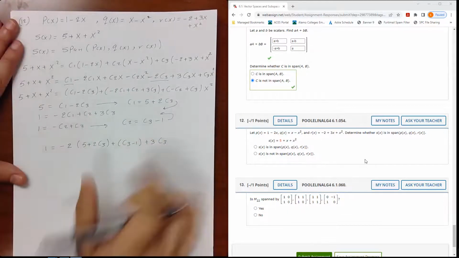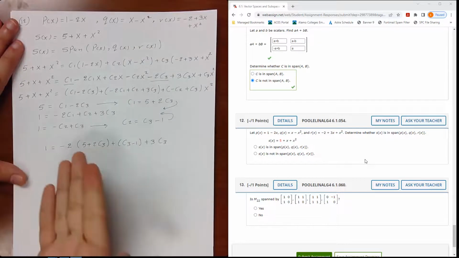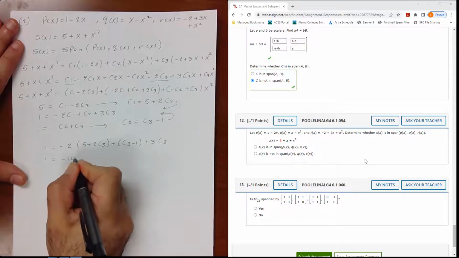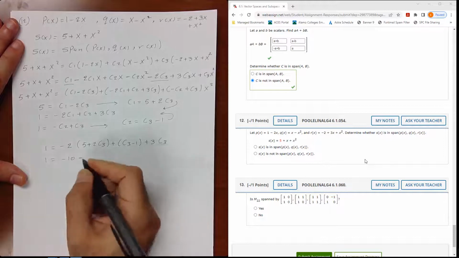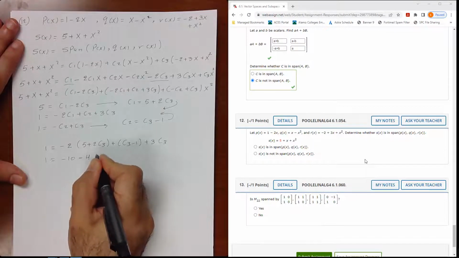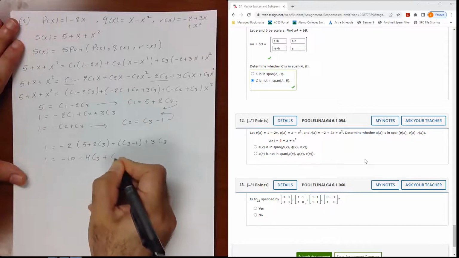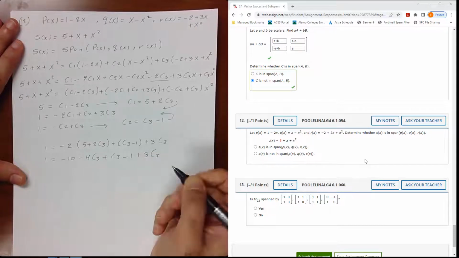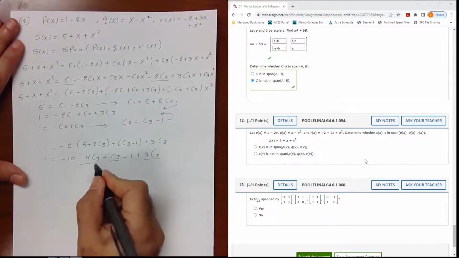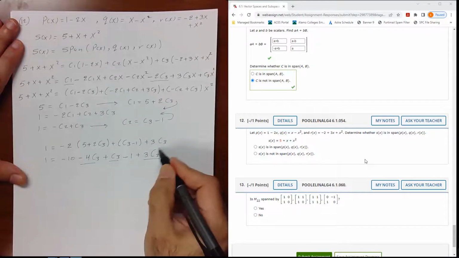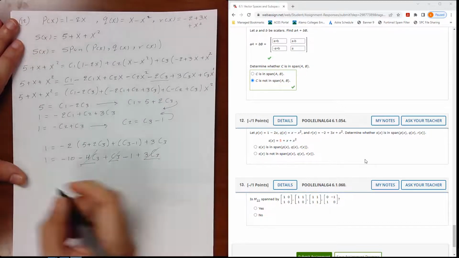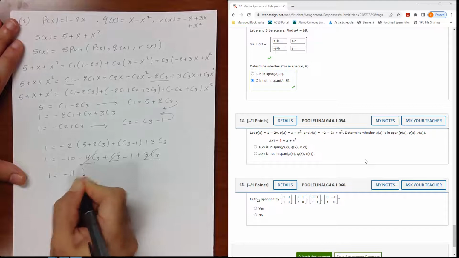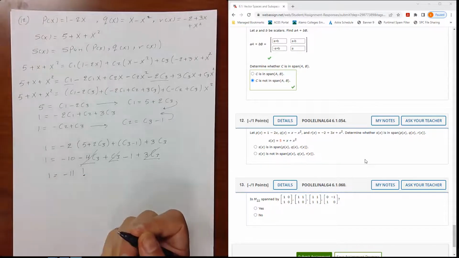If we solve this, we have to find the value of C3. So 1 = -10 - 4C3 + C3 - 1 + 3C3. If you look here, the C3 terms: -4 plus 1 plus 3 is 0, so they cancel. The left is 1 = -11, which is a contradiction. We couldn't find the value of C3.